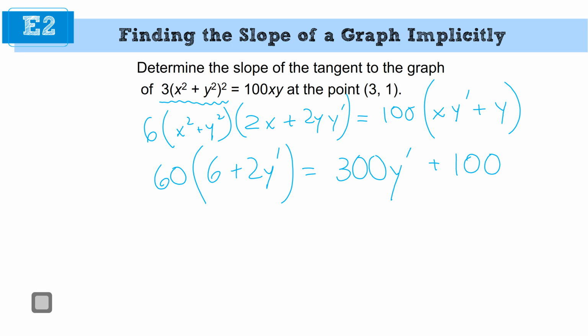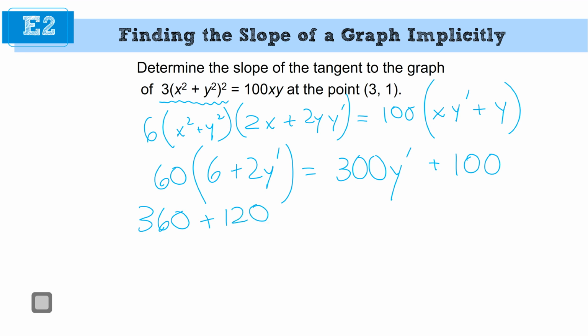How'd you get 60? Good question. How did I get 60? 6 times 10. Because x is 3. 3 squared is 9. 1 squared is 1. 9 plus 1 is 10. 10 times 6 is 60. 2 times 3 is 6. 1 times 2, 2 y prime, don't know what that is, left it there. 100, I distributed and substituted. 3 times y prime is 3y prime times 100 is 300y prime. Y is 1, 1 times 100, hundo. Yep.